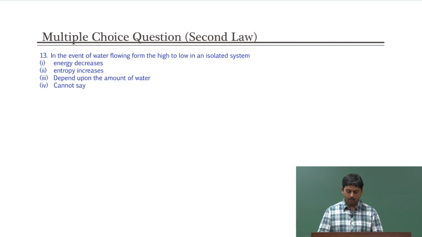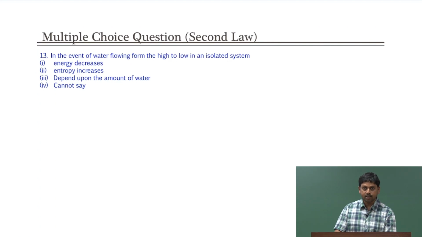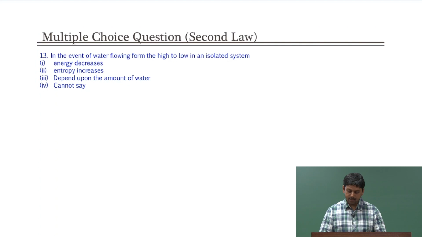Question 13: in the event of water flowing from high to low in an isolated system, what will happen? In an isolated system, remember that is the key. Energy decreases? No, it is not possible because it is an isolated system. So, energy is conserved. Entropy increases, we will come back to that. Depends upon the amount of water? No, cannot say. We can still say that whenever water flows from high to low in an isolated system, it is a very spontaneous process.